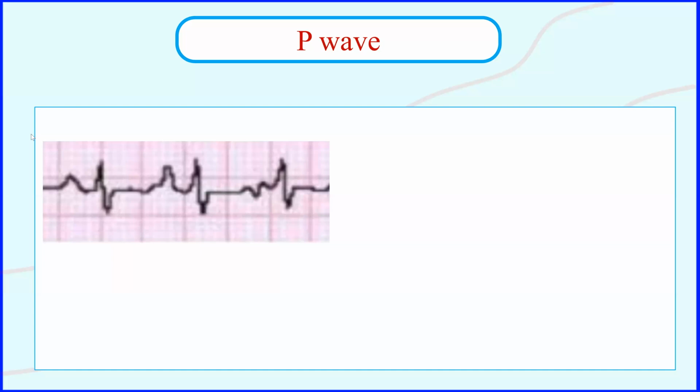Okay, what about this one? Look here, guys. The P wave has a shape here, a different shape here, and here's a third shape. This is called multifocal. And to say multifocal, you need at least 3 different shapes. As we can see here, we have 3 different shapes. So this is called multifocal atrial rhythm. And if you have tachycardia, it will be called multifocal atrial tachycardia.